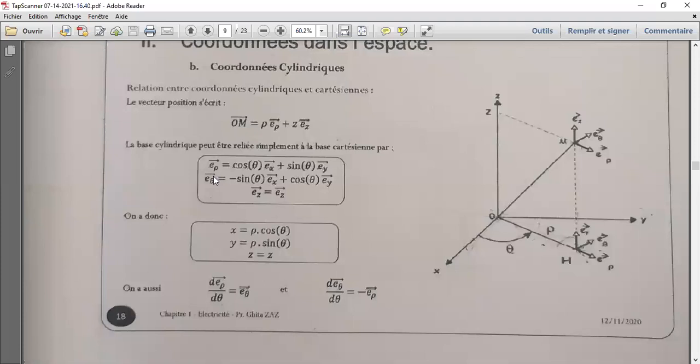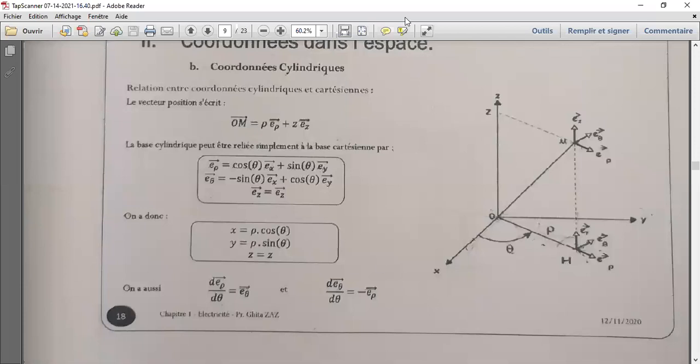So if they ask you what is the relationship between the cylindrical coordinates and the Cartesian coordinates, this is where you come in now. You just have to know the formula, not how to derive it. If you know your e rho, you can have your e theta easily, in such a way that for me to have my e theta, I have to differentiate my e rho with respect to theta. So I have to differentiate my cos and my sin, and you know how to differentiate this.